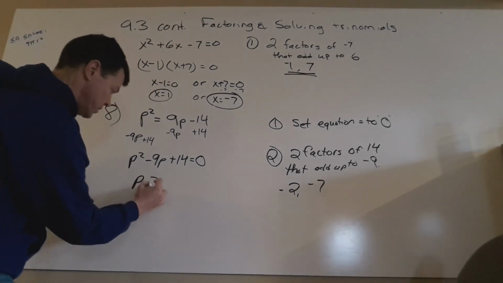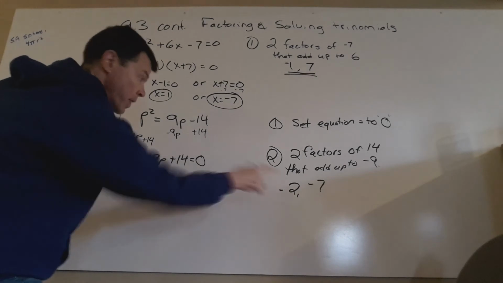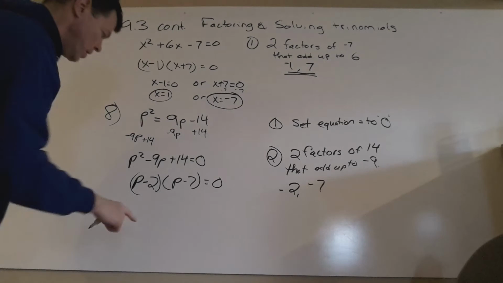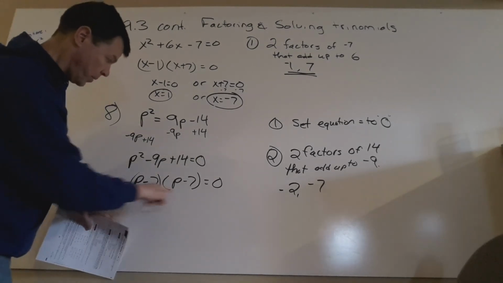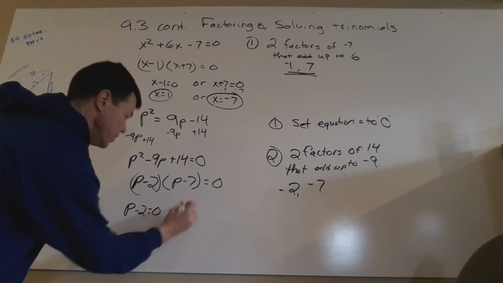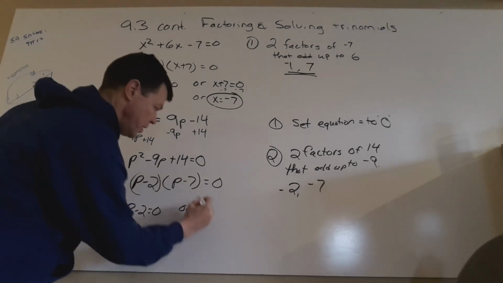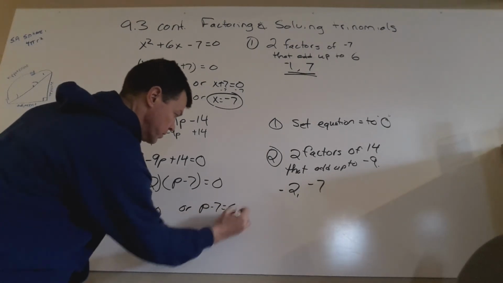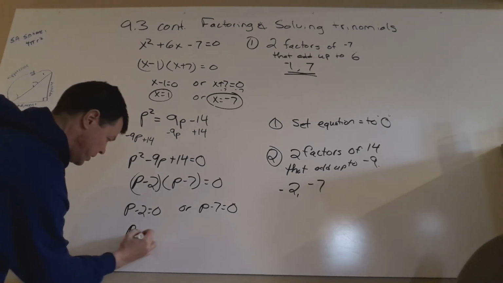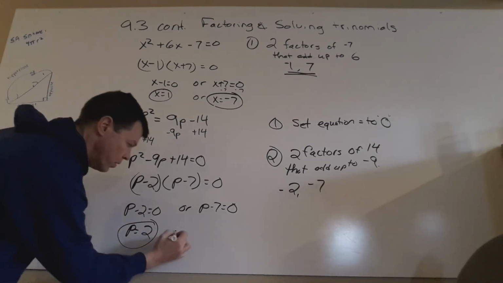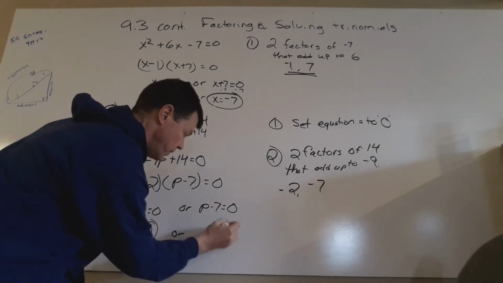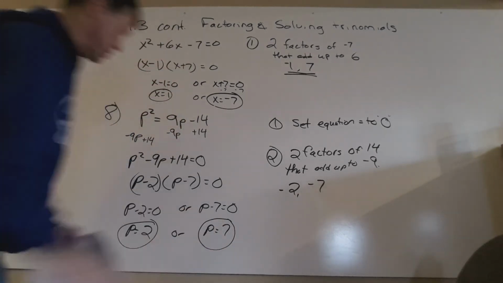So p minus 2, p minus 7 equals 0. Again, you solve for both of these equaling 0. So p minus 2 equals 0, or right here, p minus 7 equals 0. Simple algebra equation: add 2, p equals 2, or add 7, p equals a positive 7. Those are your solutions.